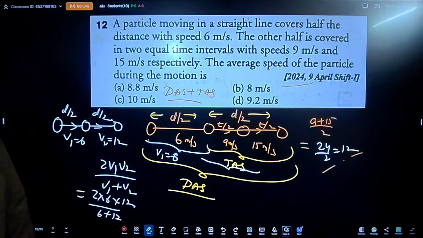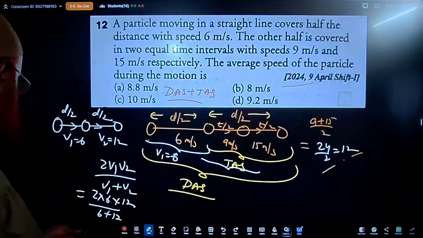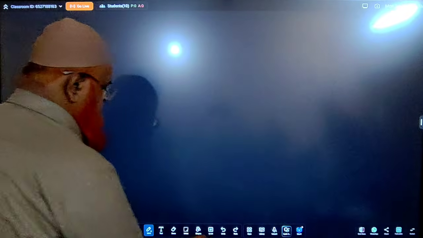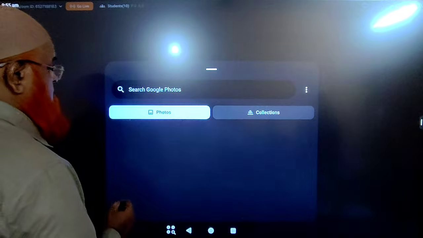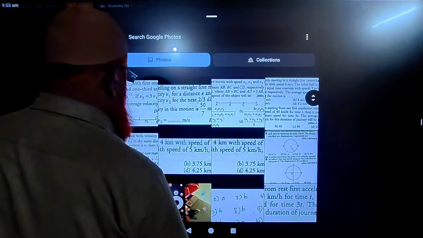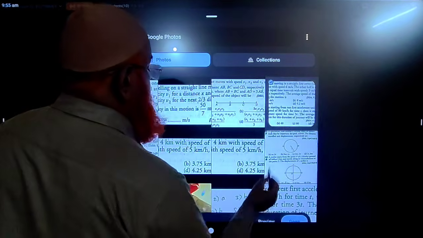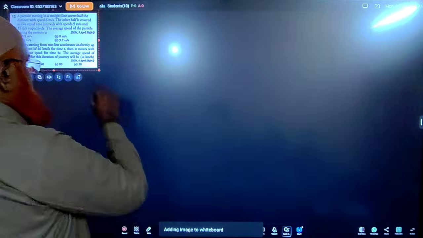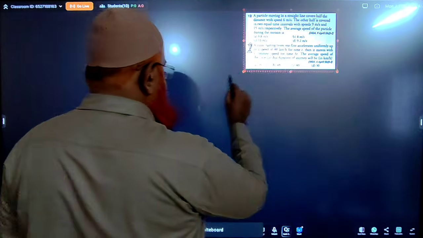Hope you understood this one. Clear? Okay. So if it is clear, okay, this is very important now. This is going to be a level 2 question here.